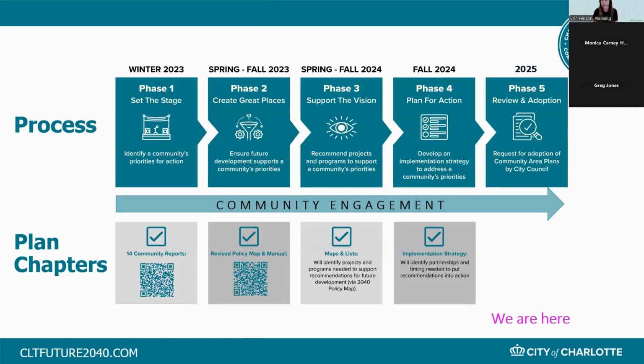So, community area plans were developed with a five-phase process that has occurred over 2 years. Staff has offered multiple engagement opportunities throughout each phase, and the outcomes of each phase have been shared along the way.